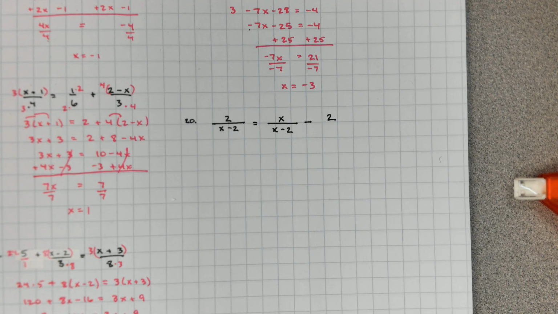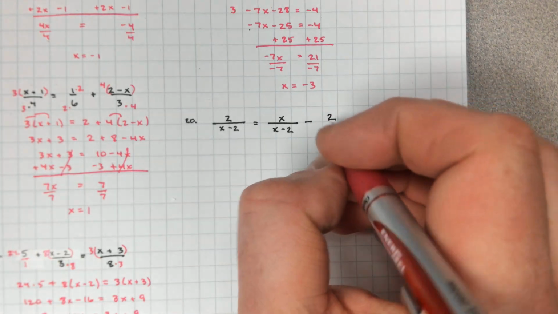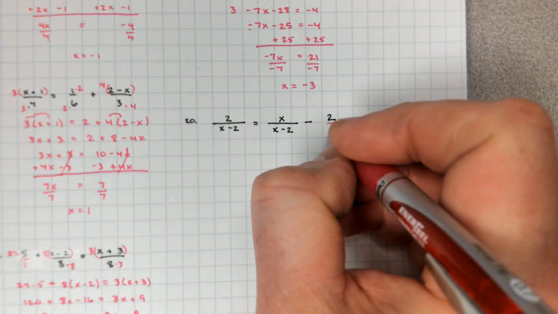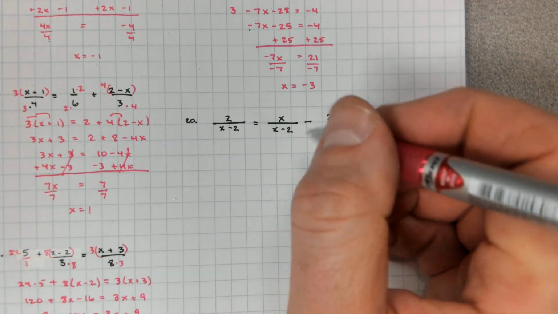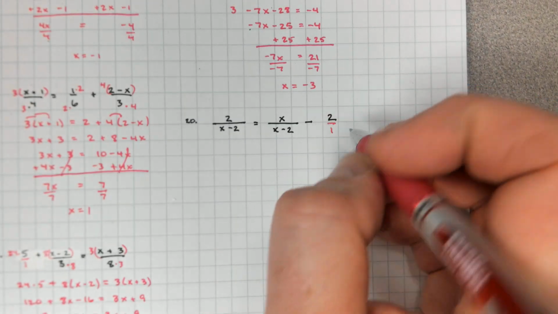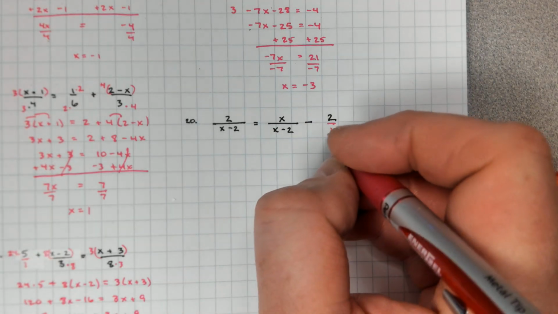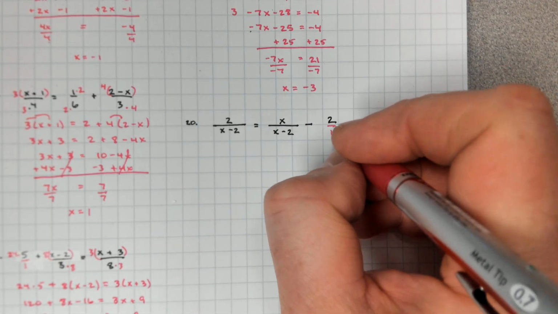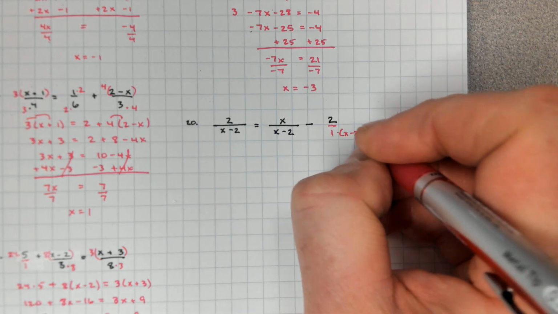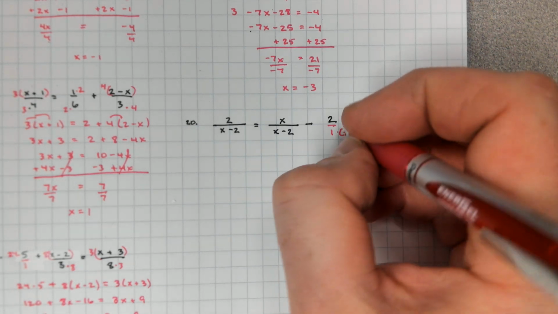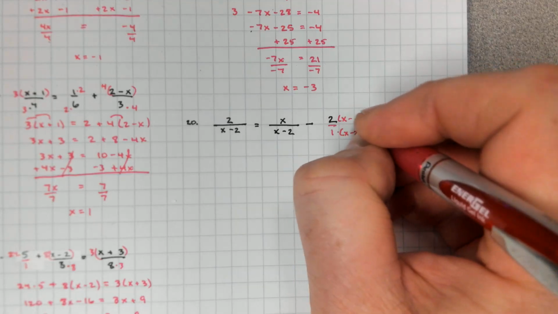So number 20 starts off the same way. It still has this minus 2 here, which I'm going to give a denominator with by putting a 1 underneath it. And I see a common denominator x minus 2 already, but this one does not have an x minus 2. So I'm going to multiply the denominator over here by x minus 2 to make it the same. And I will do the same on the top.